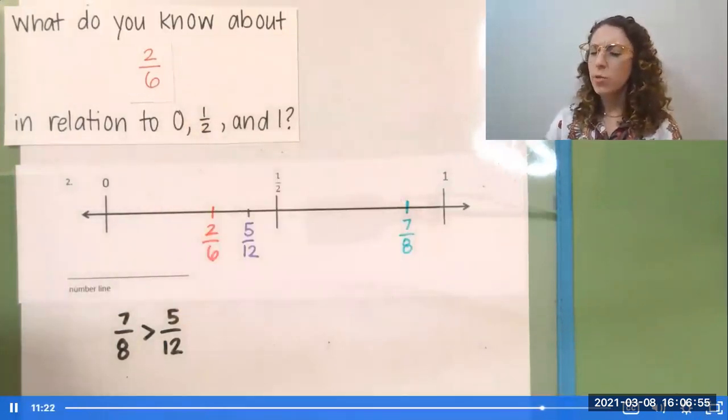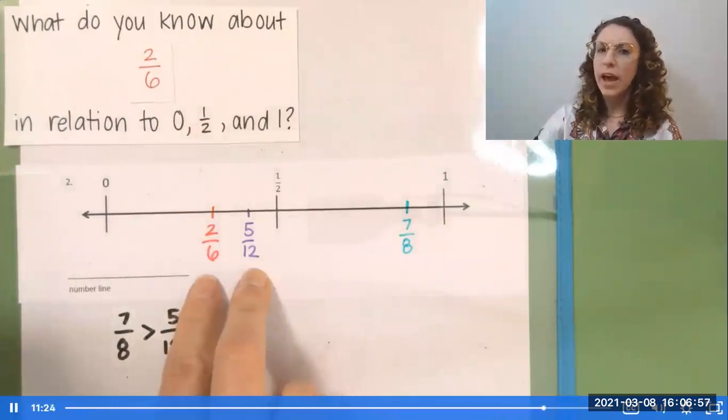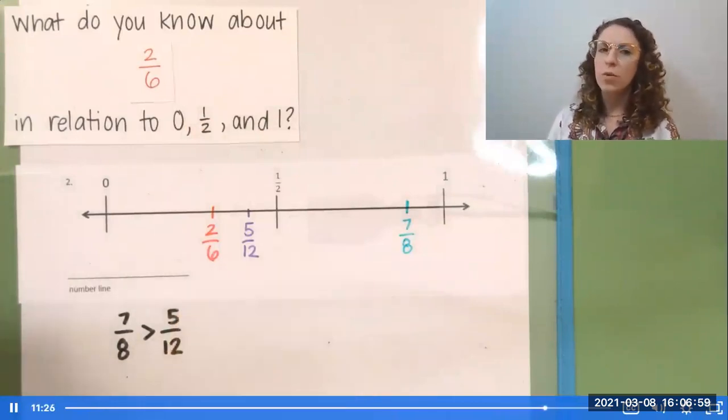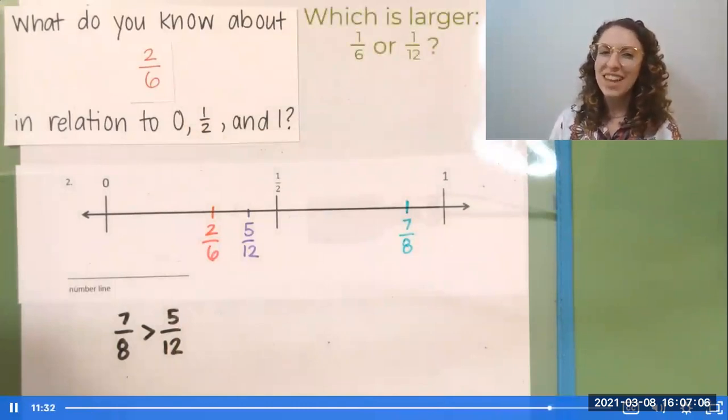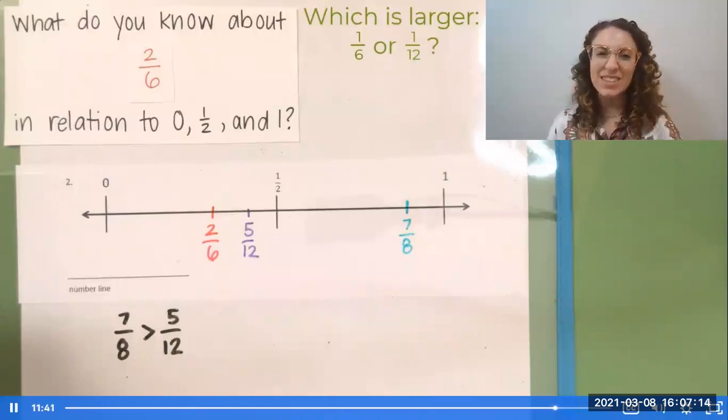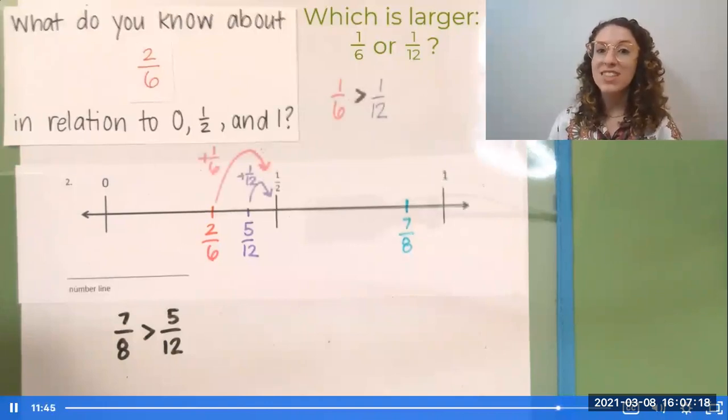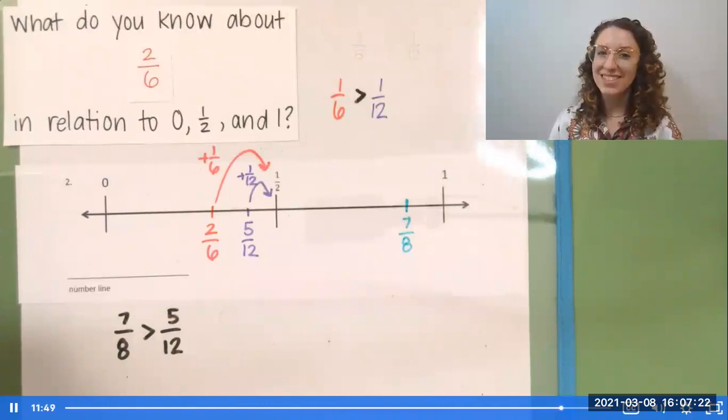I'm not quite sure which of these two numbers is closer to half. They're both 1 unit away. I can reason about the size of those units. Which is larger, 1/6 or 1/12? The more units are needed to make one whole, the smaller each unit is. 6ths are larger units than 12ths, so 2/6 is farther away from half than 5/12 is.